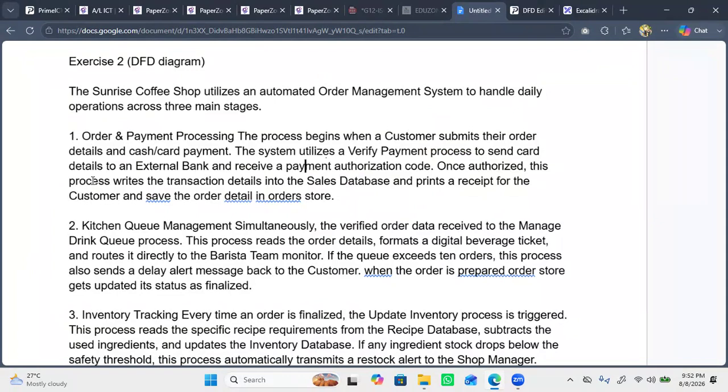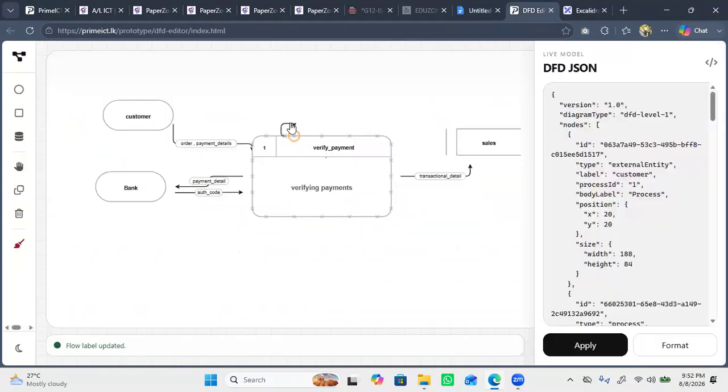Then what else? It prints a receipt for the customer, and a receipt is given to the customer from this process. Okay, I can draw another line for the customer. Complete. Fine. I will add the label: Receipt. Receipt is going from the payment process to the customer.